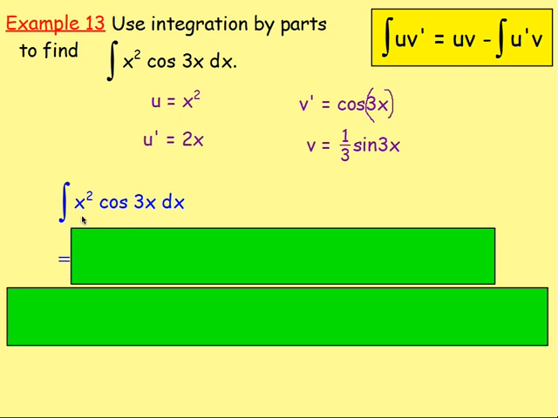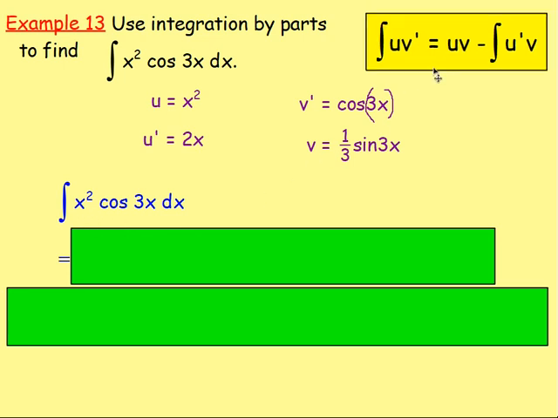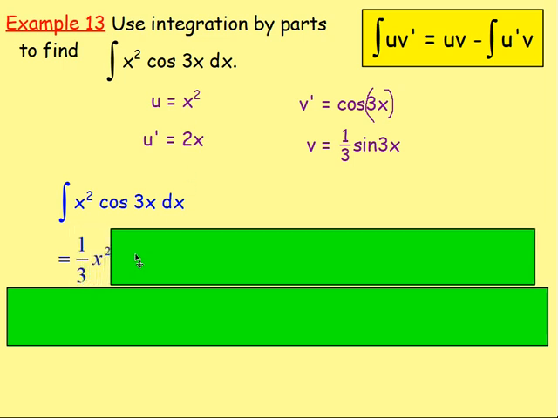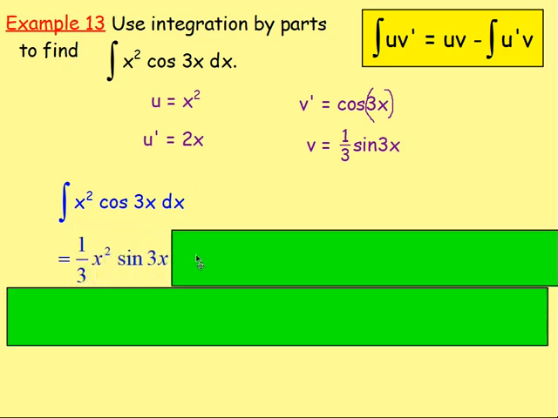The integral of that then is going to be, use integration by parts, uv minus the integral of u dash v. Again, the dash is only on the u after the integral sign. So u times v will be x squared times 1/3 sine 3x. Just put the third first of all, then put the x squared, and then put your trig term last. So 1/3 x squared sine 3x.